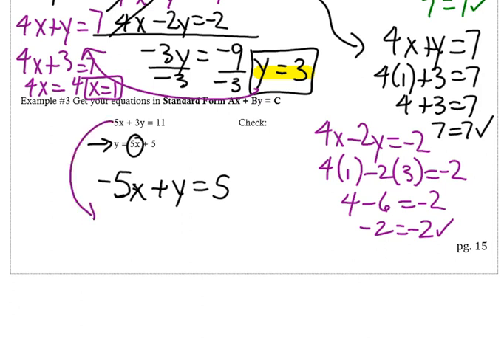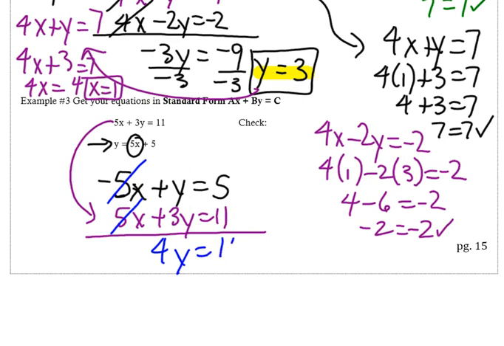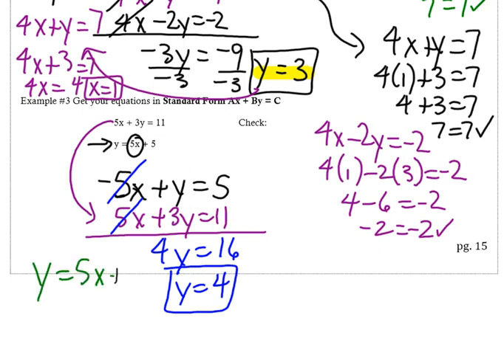Bring this equation underneath it. Let's add them together. My x's cancel. 3y plus y is 4y, and y equals 4. Found my y. Now let's find my x. Let's go back to one of the original equations. Y equals 5x plus 5. 4 equals 5x plus 5.